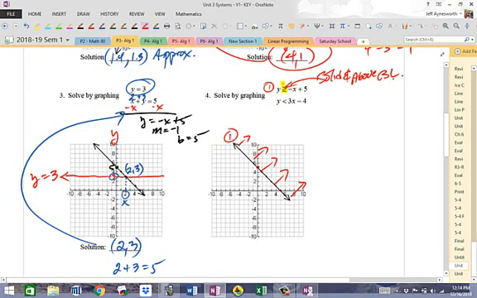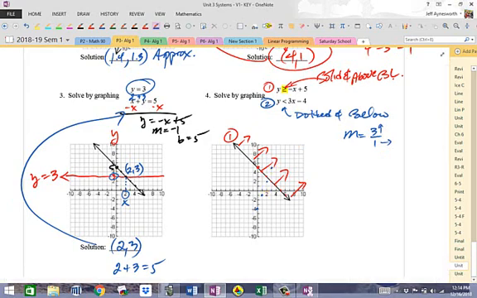Okay, inequality 2. All right, this one right here is going to be dotted and below because it says less than and not greater than. So you start at -4 and you have a slope of 3, which means 3 over 1, up 3, right 1. So up 3, right 1, up 3, right 1. You got to just be careful how you count right there. And then draw your line, of course, as we always do, okay?